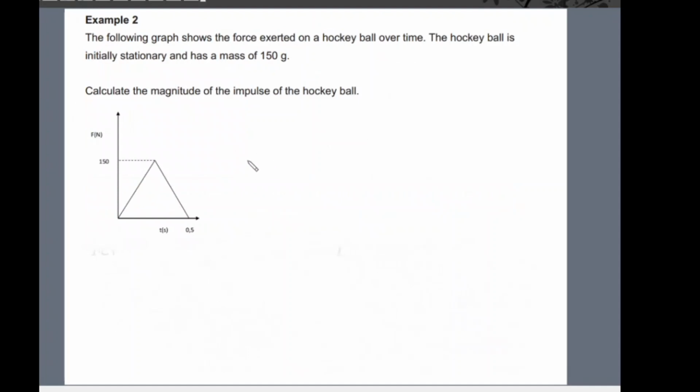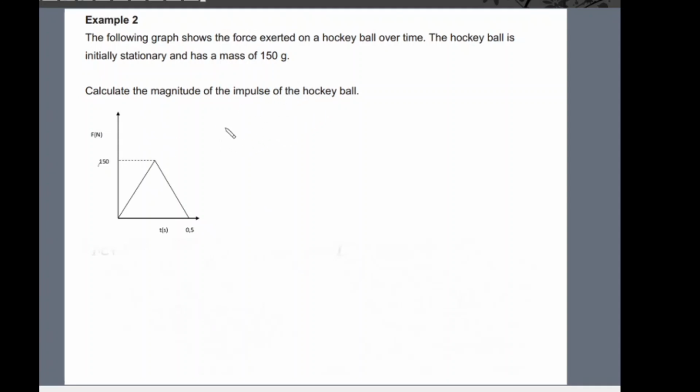Okay, so let us look at another example. The following graph shows the force exerted on a hockey ball over time. The hockey ball is initially stationary and has a mass of 150 grams. Calculate the magnitude of the impulse of the hockey ball. So this graph shows the force exerted on a hockey ball over time. On the vertical axis we have the force, and on the horizontal axis we have time.